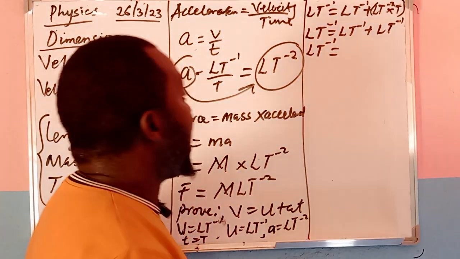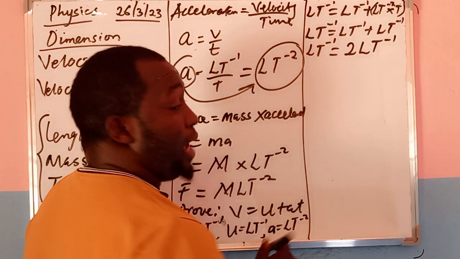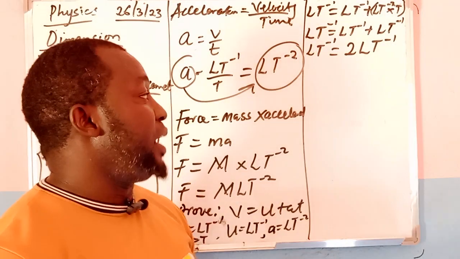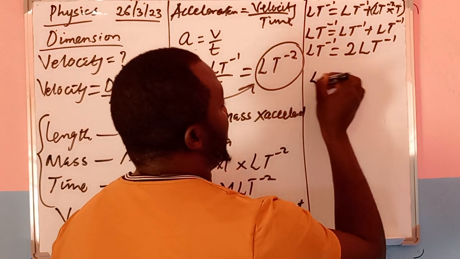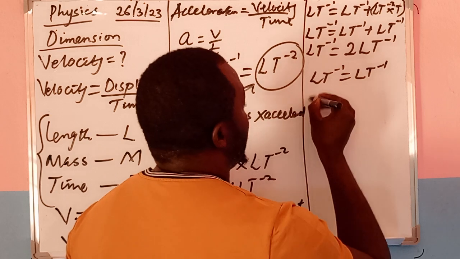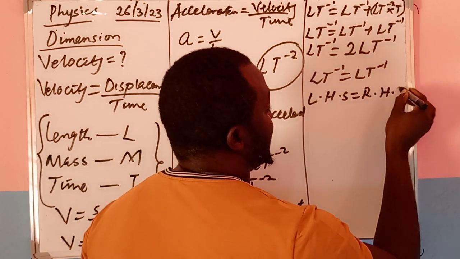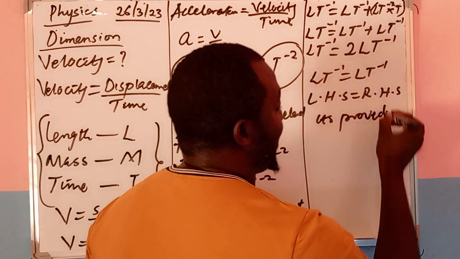It means we have 2LT^-1. According to the dimension law, the dimension of any constant number is 1. That means the dimension of 2 is 1. Then we have LT^-1 equals LT^-1. Then we say left-hand side equals right-hand side. Then it is proved. We know this formula is proved already.